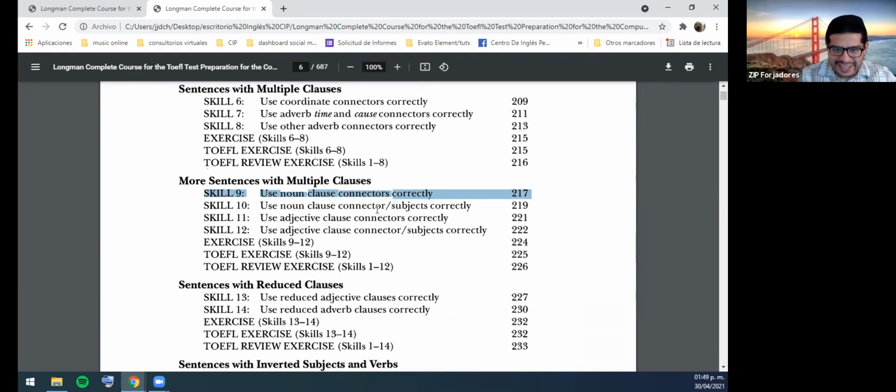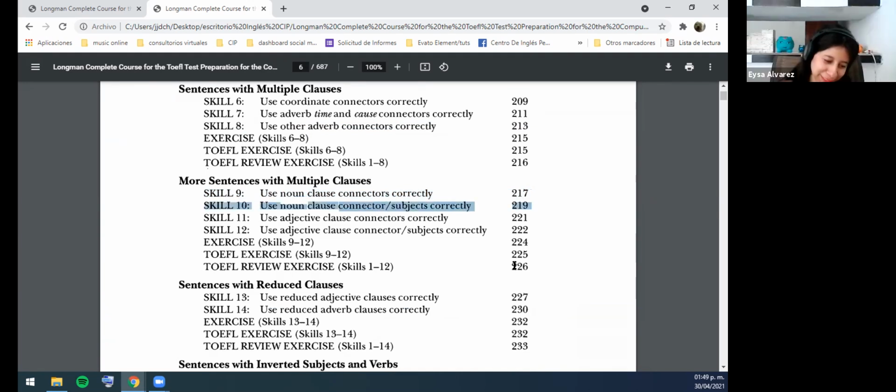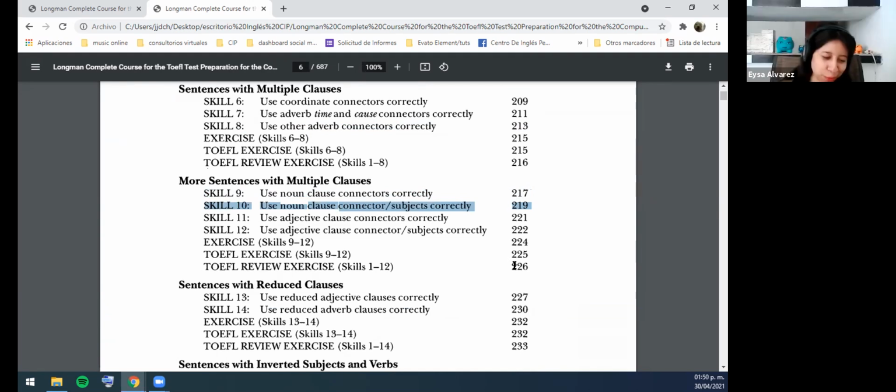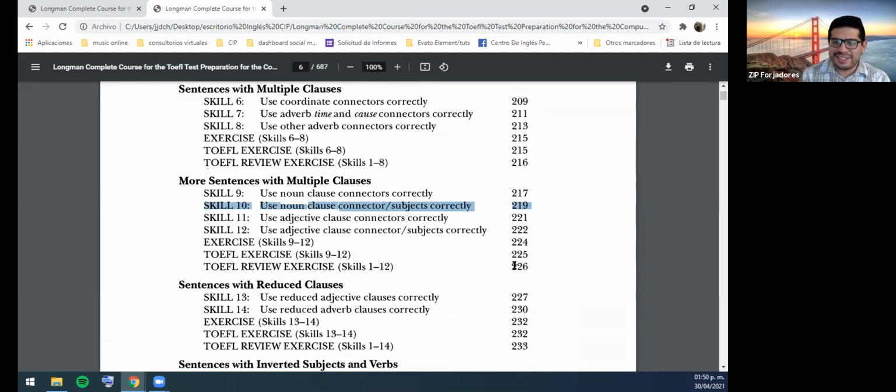Very good. Number 10, noun clause connectors, subjects. Which ones are? Who, what, which, whoever, whatever, whichever. The noun clause connector subjects, are you sure? Yes, I'm sure. Pretty good.